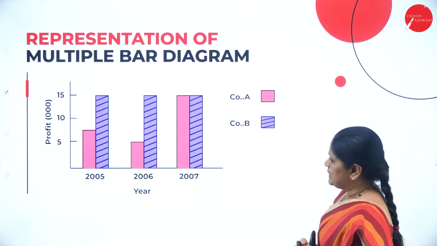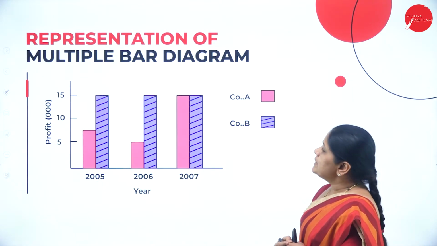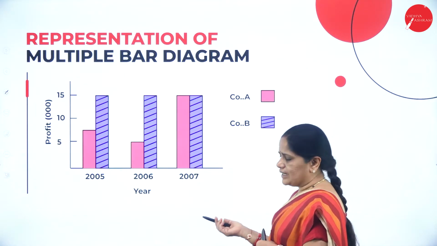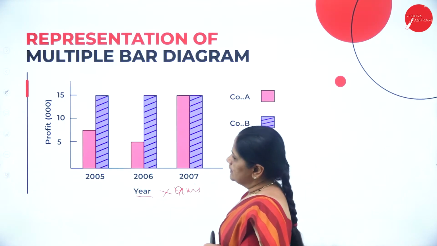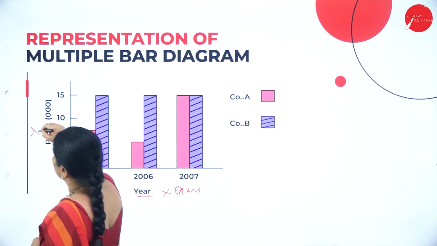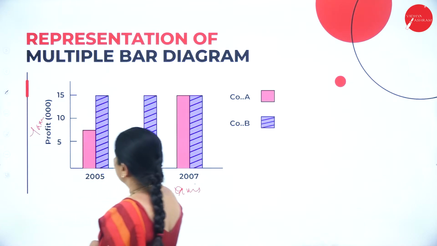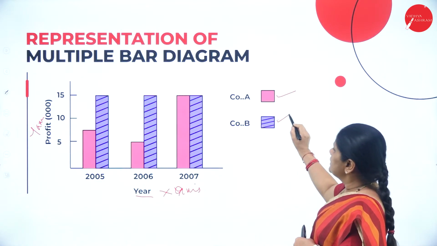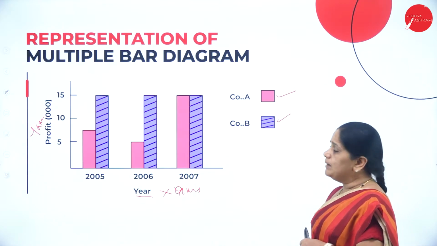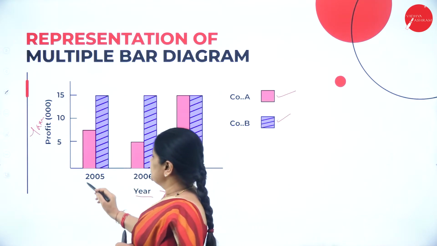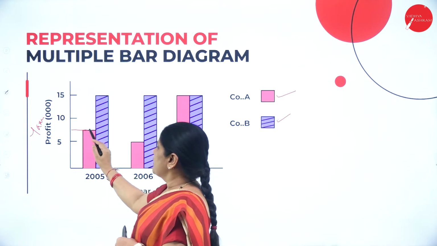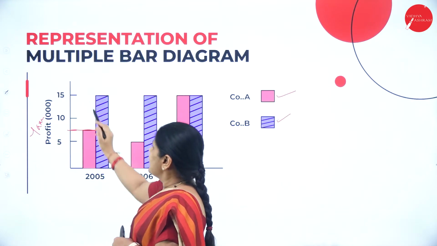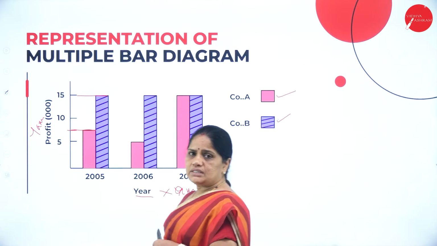Now, how do we represent this? Here is the representation of a multiple bar diagram. How do we draw this? Again, on the x-axis we have the year, and on the y-axis we have the profits. If you can see here, this pink represents company A's performance and this purple represents company B's performance. In the year 2005, the performance of company A is only this, somewhere around 8 to 9, whereas company B has reached this 15,000.